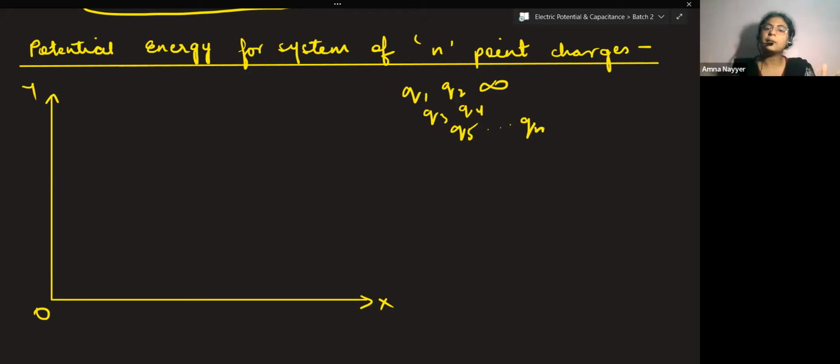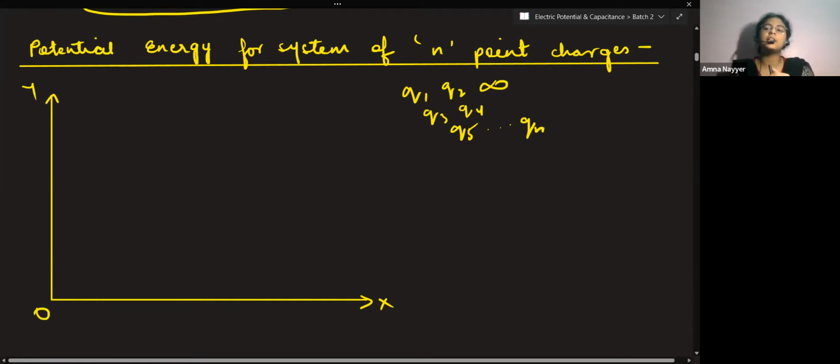Now I am making up the system, and the work done required to make the system, this only gets stored in the form of potential energy. So I will bring the first charge Q1. Let's say at point A, I have brought this charge Q1.